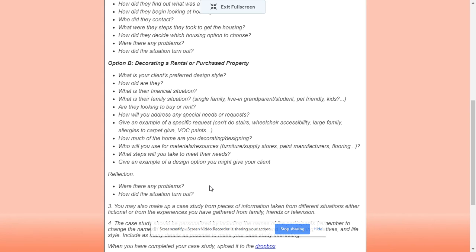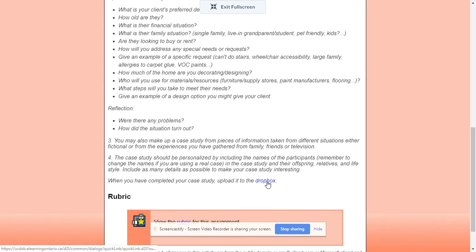Then the reflection is, were there perhaps any problems? What are problems that you might have with a client relationship, and how could the situation turn out? Just think about it in your mind, what might happen. You can also make up a case study from pieces of information taken from different situations, either fictional or from experience you've gathered. Maybe you've watched a TV show and you want to talk about that and explain what you've seen. There are lots of decorating shows that you can use to give you that sense of understanding.